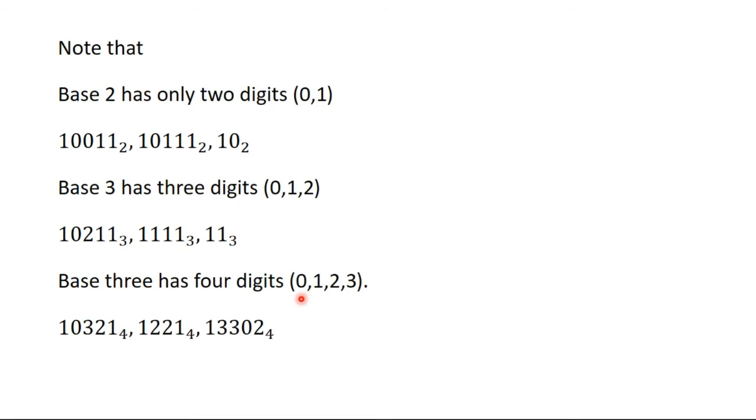So it continues. If you are working in base 5, 5 can't be part of the digits. So in base 5, the digits you can use will be 0, 1, 2, 3, and 4. In the same way, in base 8, the digits you can use will be from 0 up to 7 in base 8.